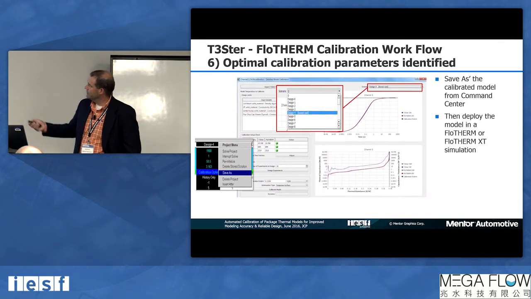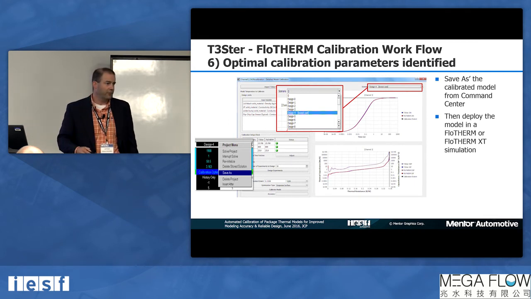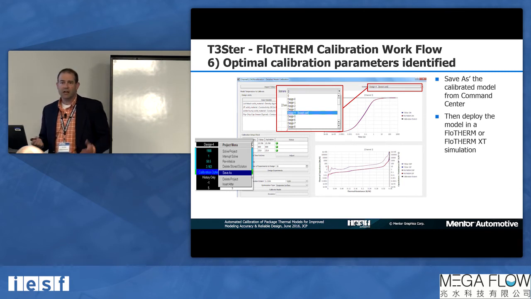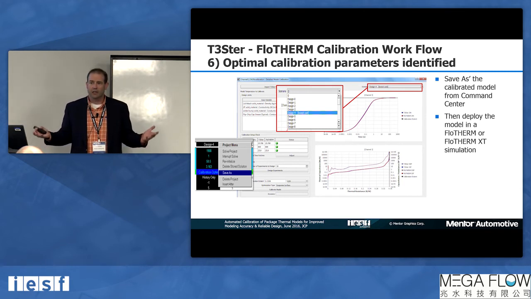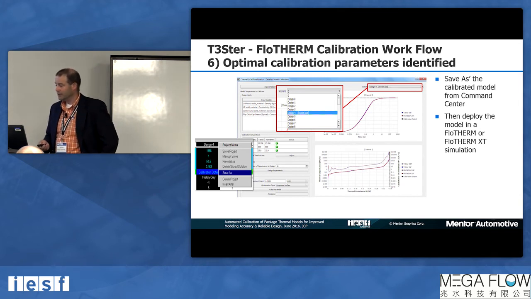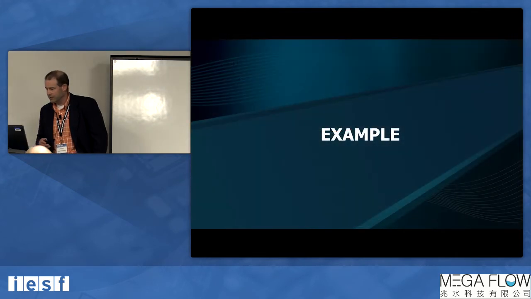And once you're done and you've selected the lowest cost function, the structure functions line up right on top of each other. And at that point, you can take that model, do a save as, and then that's your working model, and you've got a calibrated model that should perform as the test did. And then you can run it in different environments.